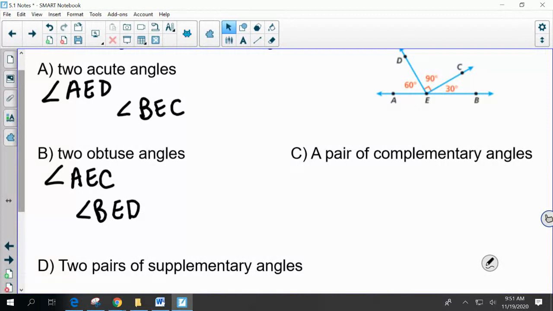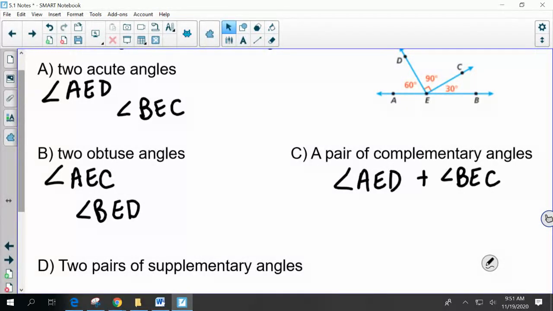Okay. All right, so then we're going to look for a pair of complementary angles. Complementary is equaling 90 degrees. ADE and BC. Okay, so I'm going to switch your letters around there and say AED because you want the center letter to be in the center. And then BEC, that would make 90.